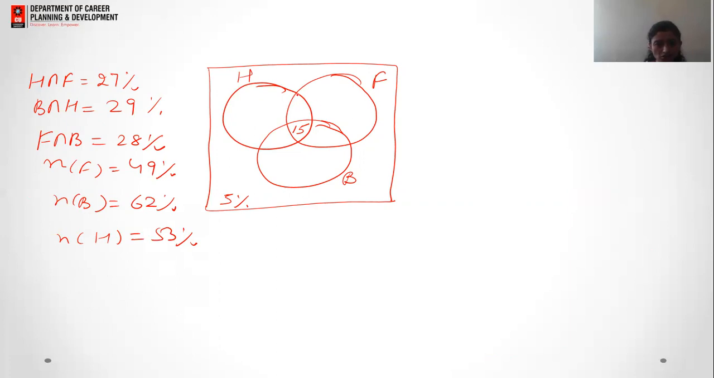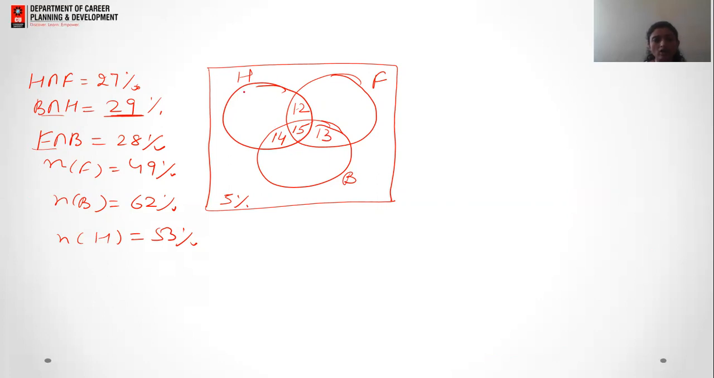Now we have to find out this portion. As we know, how many percent of students like hockey and football both? 27. So out of 27, 15 is there. It means this will be 12. Now the common portion of hockey and basketball. As 15 like all the three games, and hockey and basketball 29, it means this will be 14. Now football and basketball, 28%. 15 is there, remaining 13.